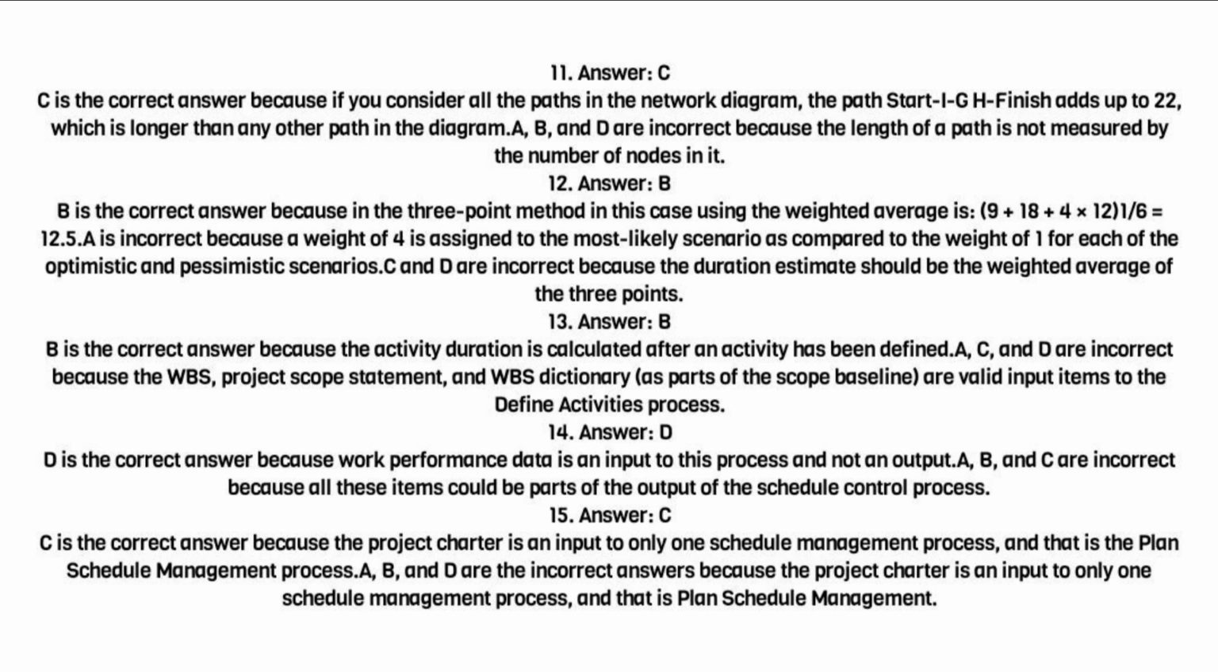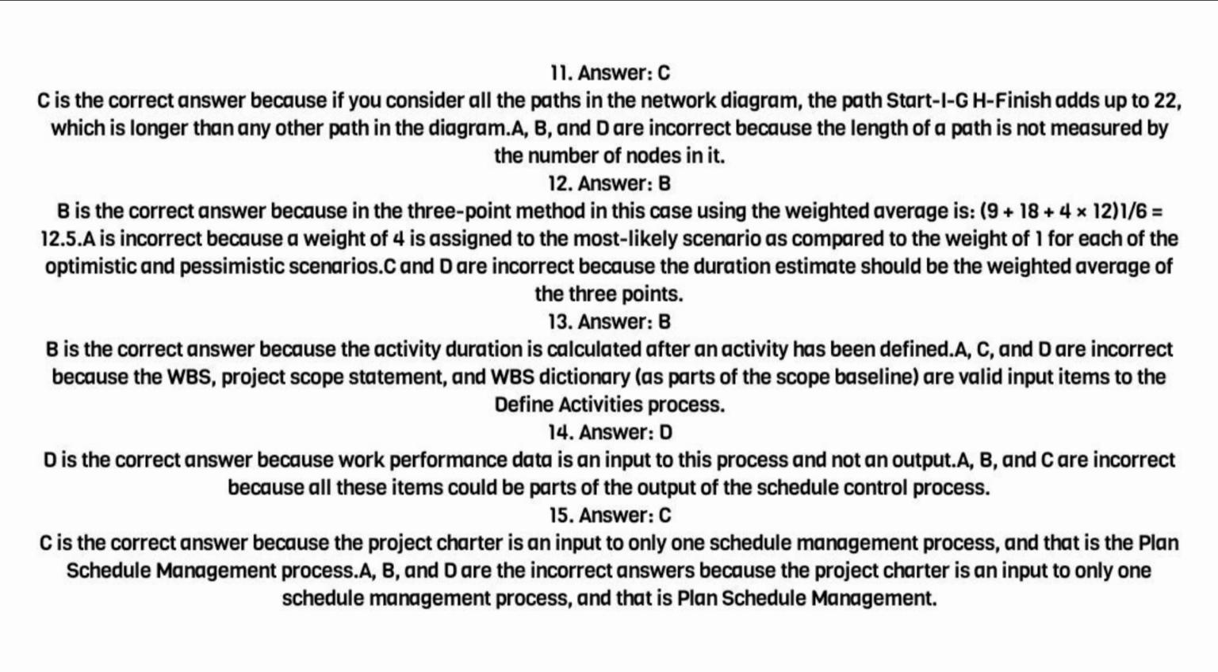12. Answer B. B is the correct answer because in the 3-point method, in this case using the weighted average, it is (9 + 18 + 4 × 12) / 6 = 12.5. A is incorrect because a weight of 4 is assigned to the most likely scenario as compared to the weight of 1 for each of the optimistic and pessimistic scenarios. C and D are incorrect because the duration estimate should be the weighted average of the 3 points.